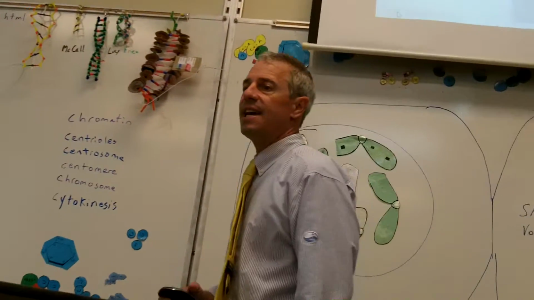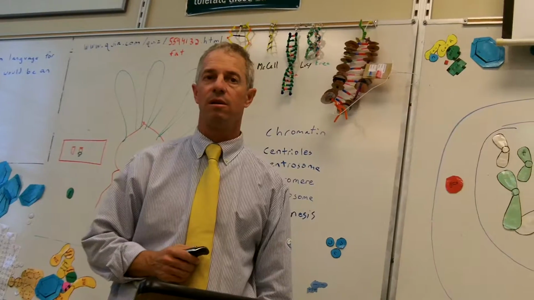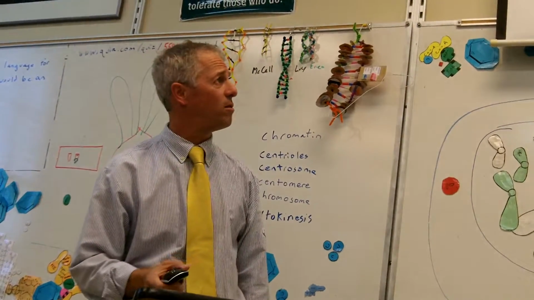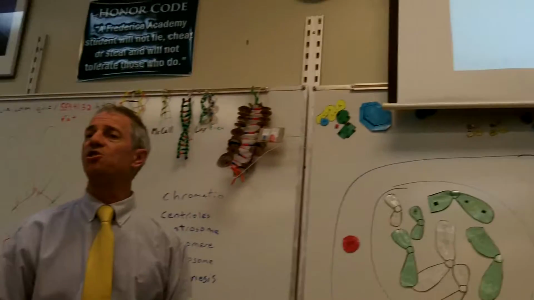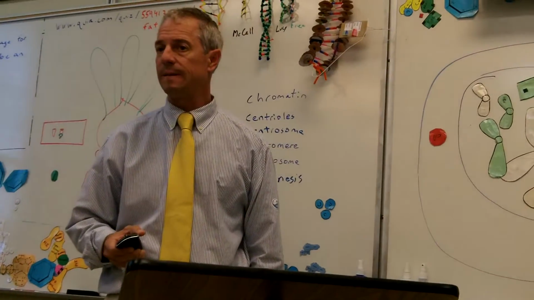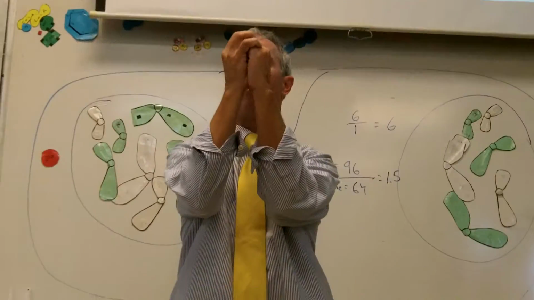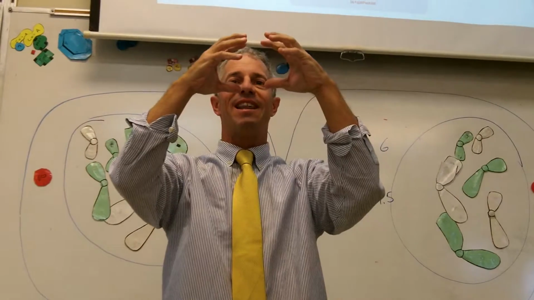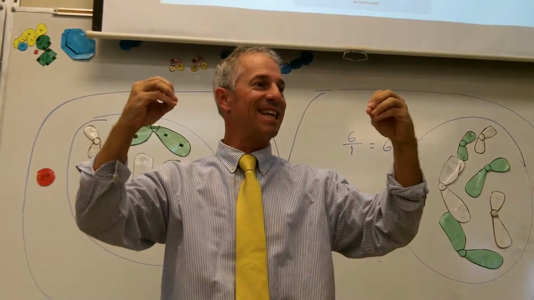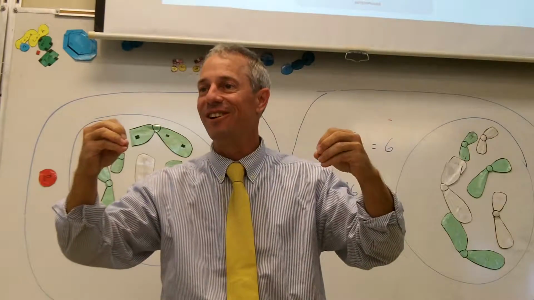Chapter 15? Listen. This is the last chapter before the test. It's about the cell cycle. See, a cell goes through cycles. What a cell does is it grows. It starts small, and it grows, and it gets bigger and bigger, and then it divides. And then it's small again, and the cycle starts over.